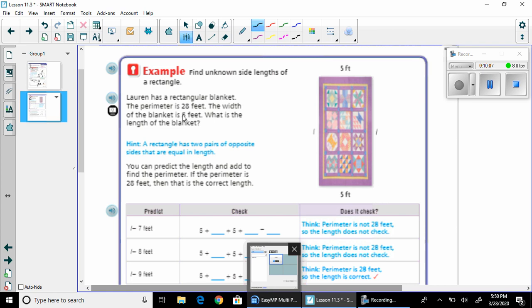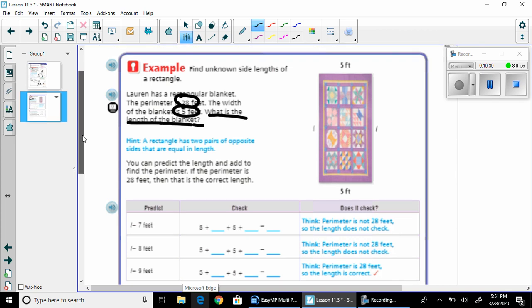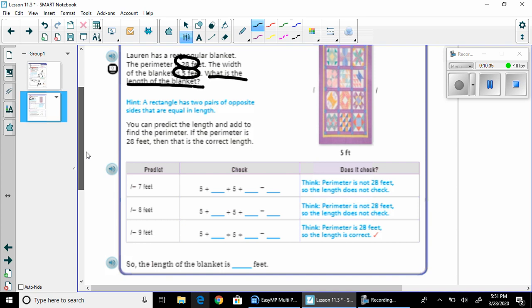All right, so as always, you're going to circle your numbers and underline your question. So your perimeter, your distance all the way around, is 28. And we have a width of 5 feet. And I want to know what my lengths are. So I'm going to underline my question. Okay? All right, so down below, they made a table for us that we can use to help us predict what our unknown sides would be. Okay? All right, so we are going to fill in the table.